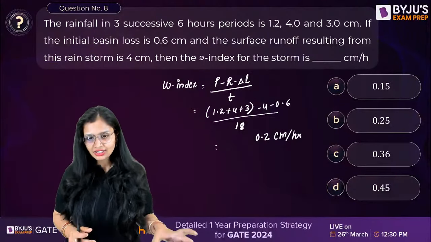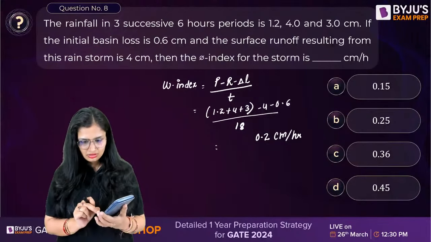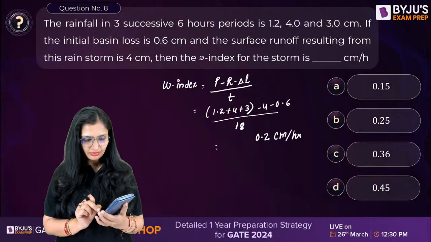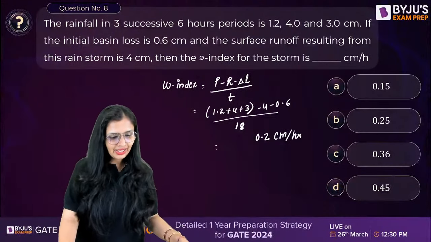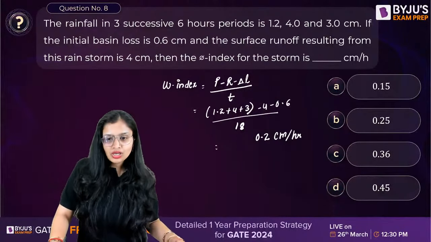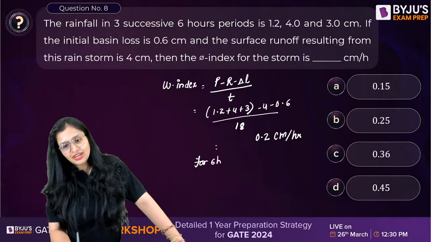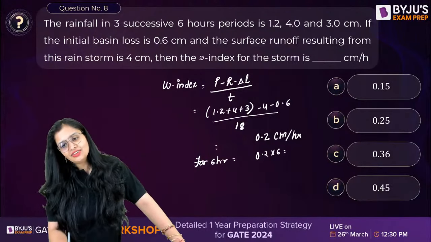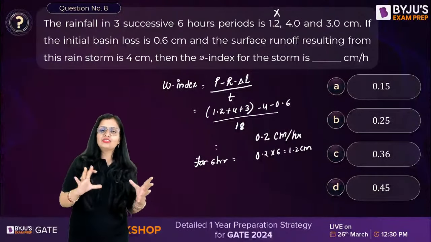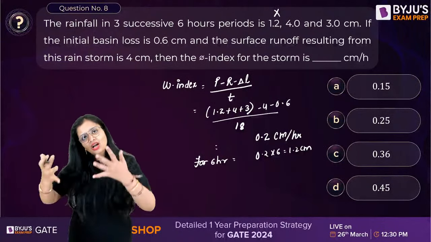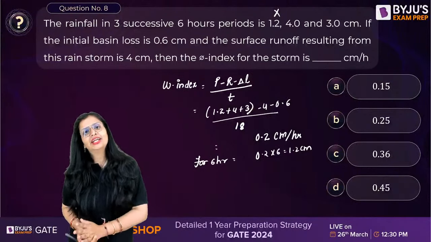So guys, tell me, I'll check out this data. 1.2 plus 4 plus 3. That's 0.2 only. So we know that any data is given to you here. 0.2 centimeter per hour is the W index. So for 6 hours, what will be the infiltration? 0.2 into 6, that is 1.2 centimeter. That means this data you cannot take. That means if in 6 hours 1.2 centimeter of rainfall was happening, all that was infiltrating. Nothing was contributing to runoff, and so you won't be taking it in phi index.